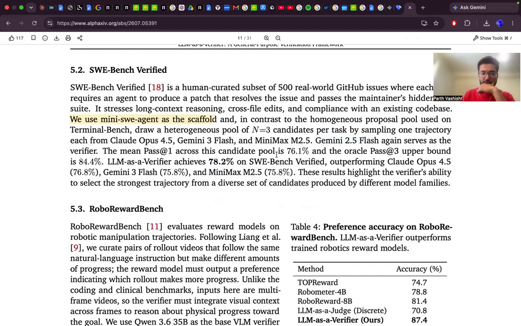The mean pass candidate pool is 76.1, and the Oracle pass at 3 upper bound is 84.4. LLM as a Verifier is 78.2 at pass at 1. Do they do pass at 3? Oh, this is a candidate pool.